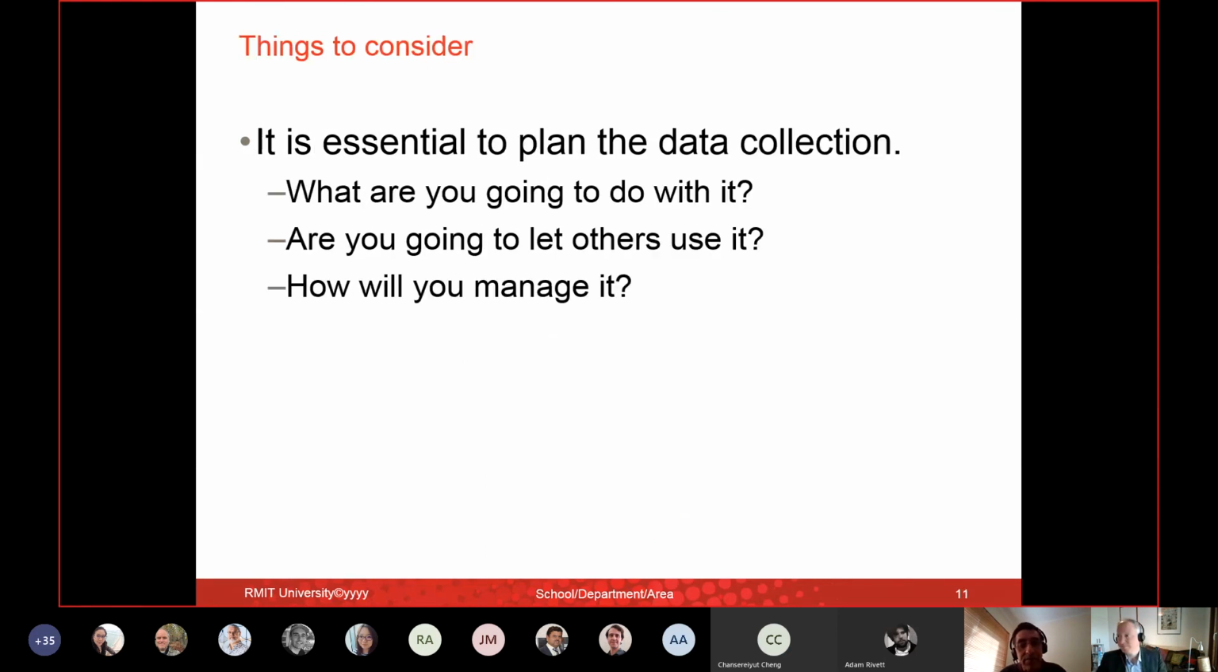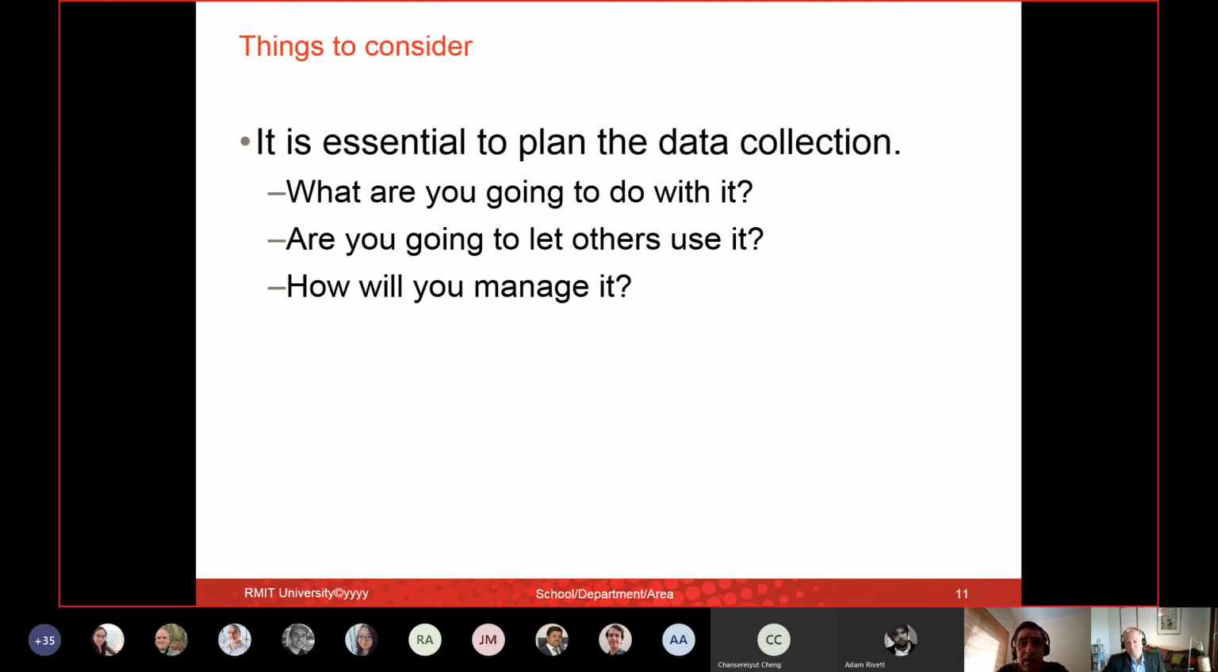Next slide, please. So it is essential to plan your data collection. What are you going to do with it? So you have one project. Is that it? Are you going to let other people use it? And if so, when you say that other people are going to use it, it does not mean that they're going to use it for free. It does not mean that it's going to be without your knowledge. It could still be under your control. However, are you going to let other people use it with a plan? And then how are you going to manage it?